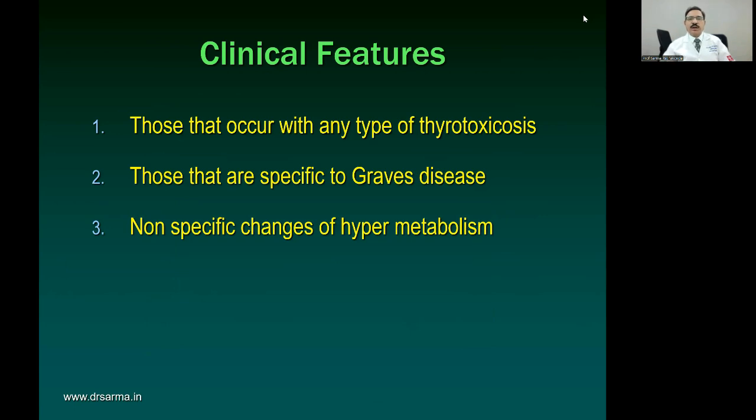Those are the ones related to the hypermetabolic state. There are 3 types of clinical manifestations. The type of thyroid toxicosis produces some clinical features in general. Graves' disease has specific ophthalmopathy and dermopathy, which are not seen in the other types. And there are some non-specific changes of hypermetabolism like weight loss, menstrual irregularities and so on.